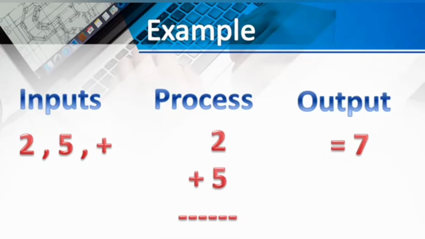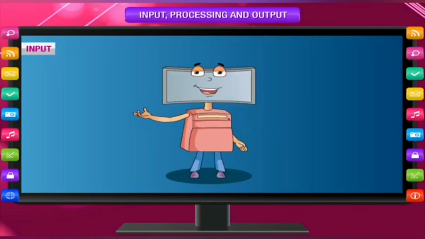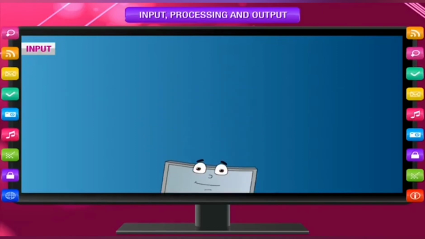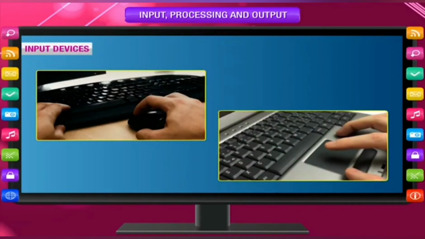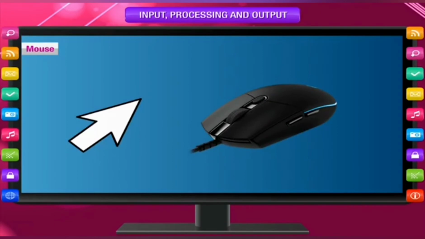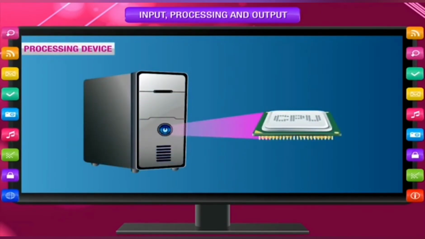The process is 2 plus 5 and the output is 7 here. The input is the data and instructions we give to the computer. Input devices like keyboard and mouse are used to send input to the computer. Then the processing device is used for processing.